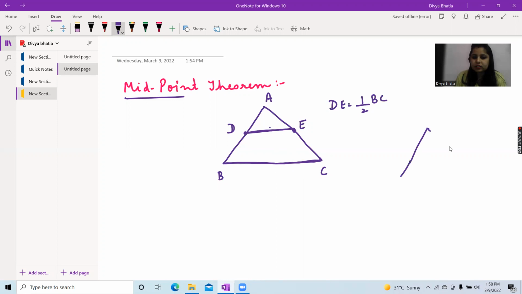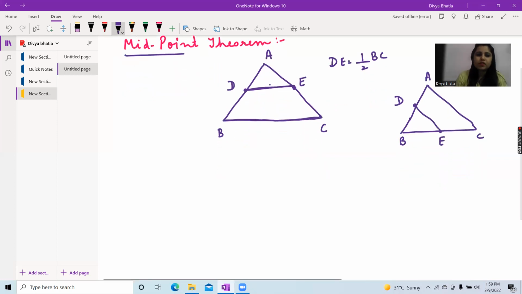Now, suppose I consider AB and BC as the sides. Let the midpoint of AB be D and let the midpoint of BC be E. So now if I join these two midpoints, DE will be parallel to AC and DE will be equal to half of AC. And so for the third, suppose I take AC and BC as the sides, the line joining the midpoints of those two sides will be parallel to AB and it will be equal to half of it. So let us first write the statement of this theorem.